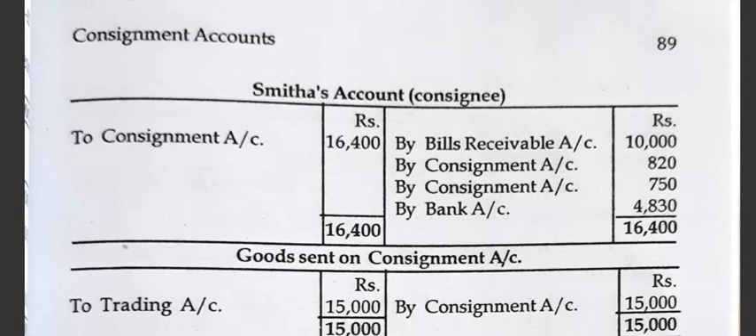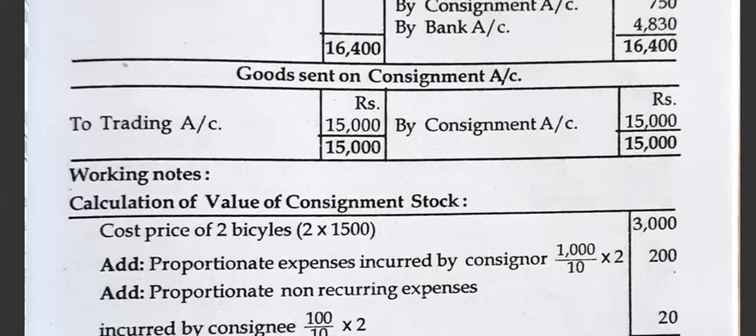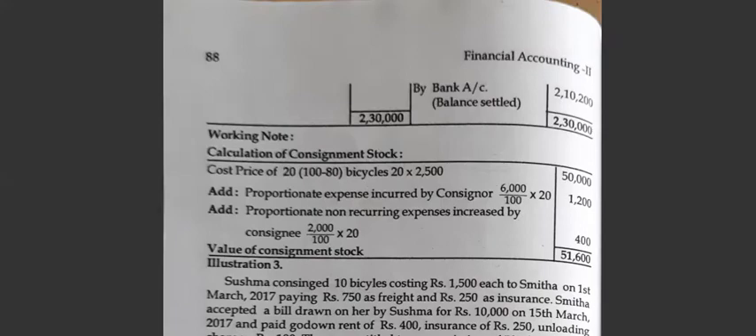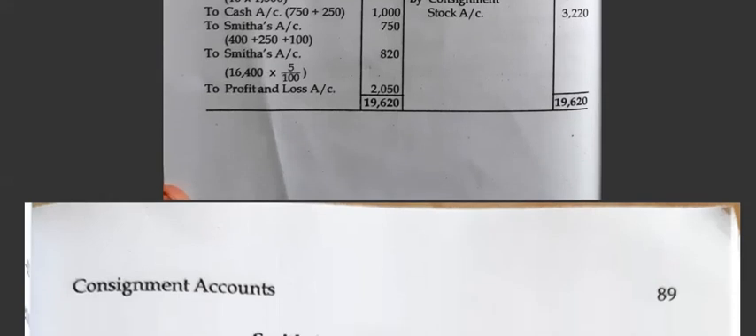Next, open the goods sent on consignment account. It is by consignment account. So it is consignment account debtor to goods sent on consignment. So it is 15,000. Transfer that to the trading account. Okay. So we have to open here three accounts. One is the consignment account, then the consignee account, then the goods sent on consignment account. One thing you have to remember is the calculation of closing stock, that is consignment stock.